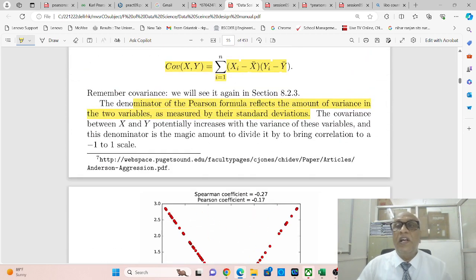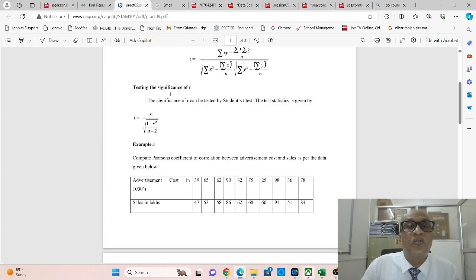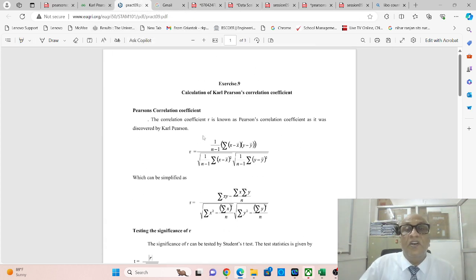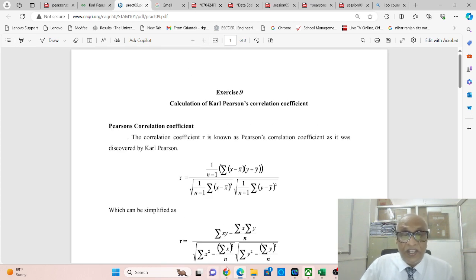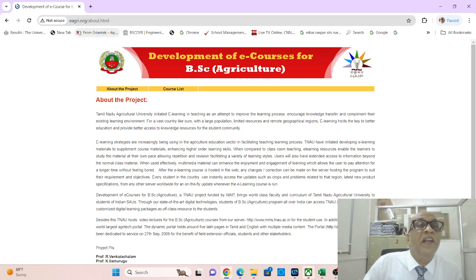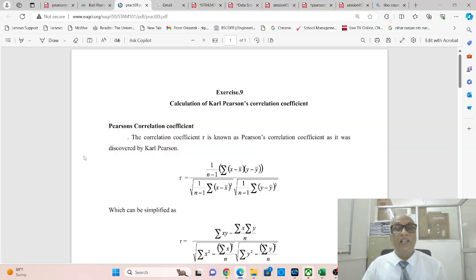So now let us take one example. Actually what I did was I just Googled for this Pearson's correlation coefficient calculation. This is actually from the website eagri.org, which is a Tamil Nadu Agricultural University initiated e-learning program. So I am just citing them because I am using them. So let us look at that.